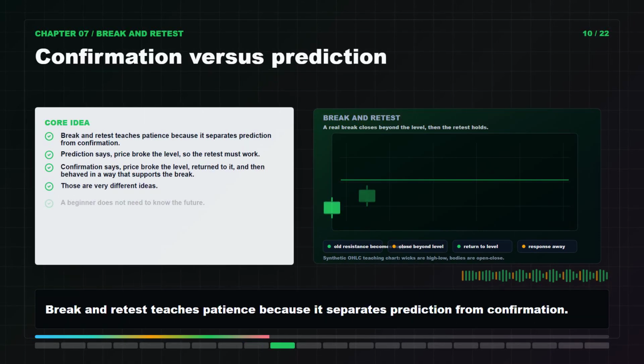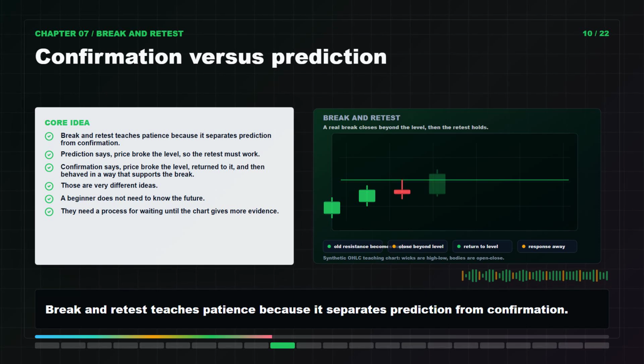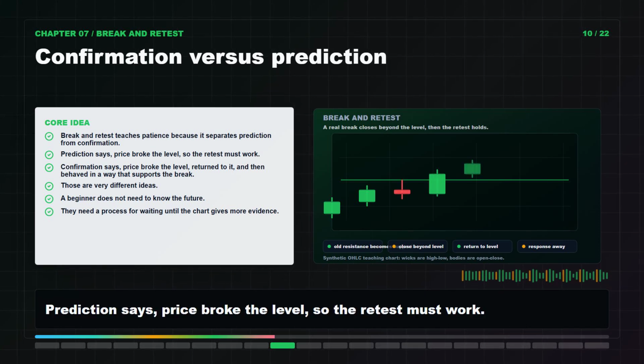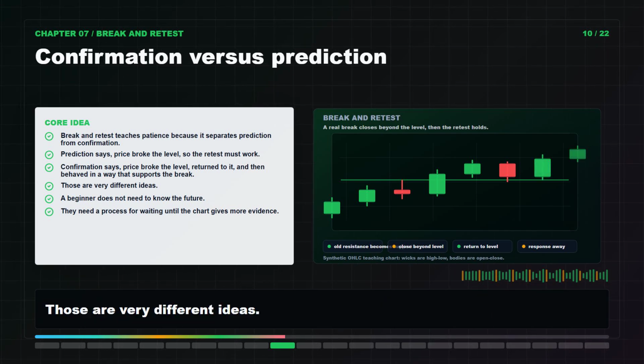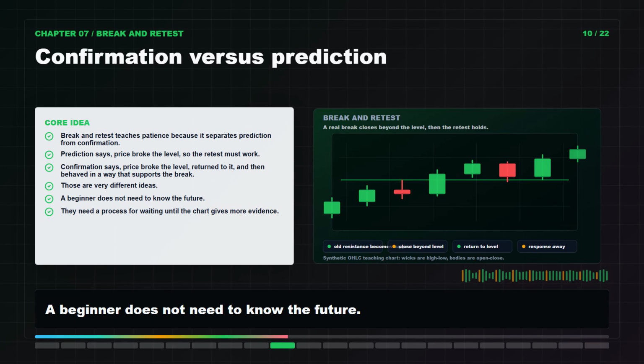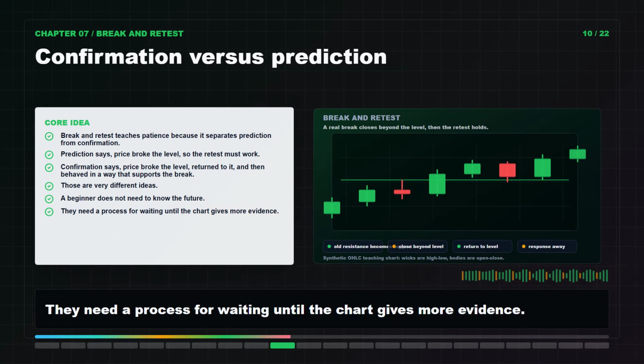Break and retest teaches patience because it separates prediction from confirmation. Prediction says price broke the level, so the retest must work. Confirmation says price broke the level, returned to it, and then behaved in a way that supports the break. Those are very different ideas. A beginner does not need to know the future. They need a process for waiting until the chart gives more evidence.